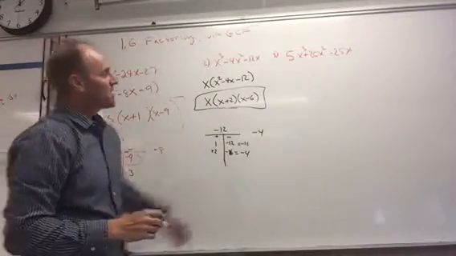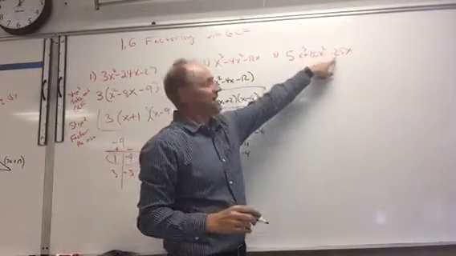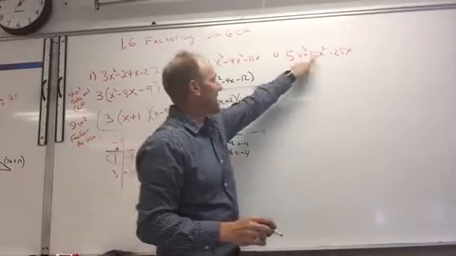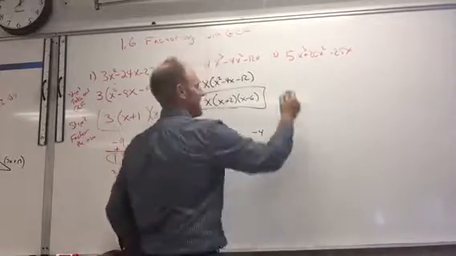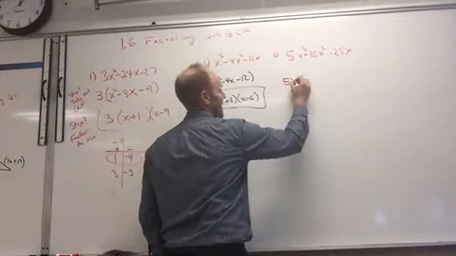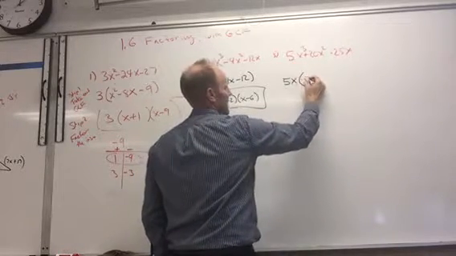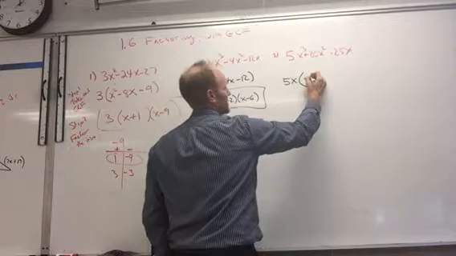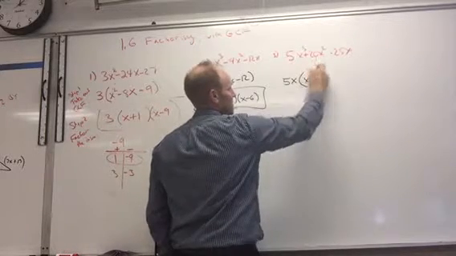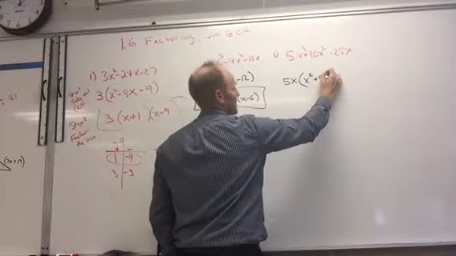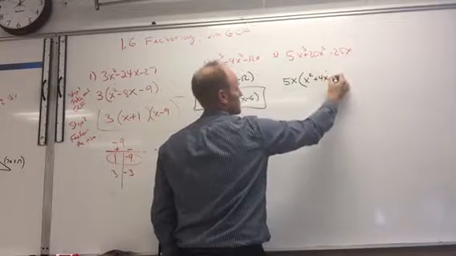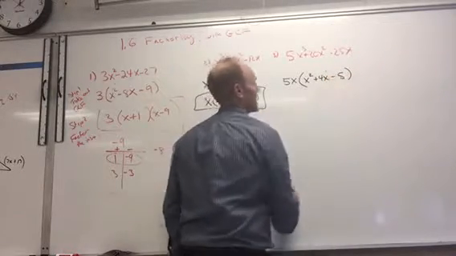All right, last one. You'll see they all have a 5 in common, and they all have an x in common. So I can take both of those things out. So I'll take a 5 out and an x out. When I do that, here I'm left with x squared, this would be 4x, and then this would be minus 5 with no x's.